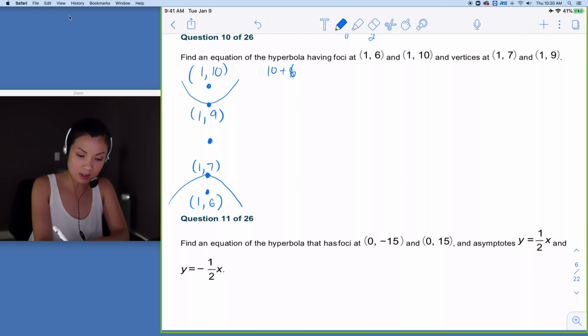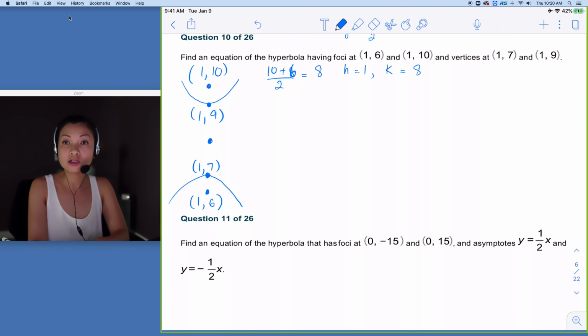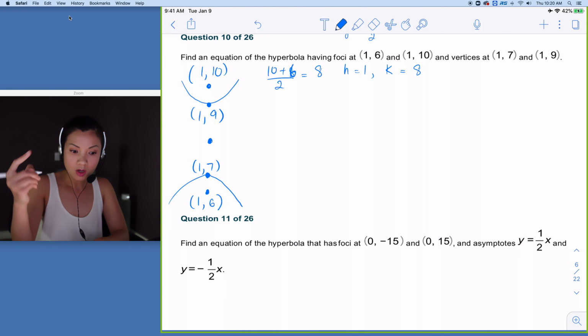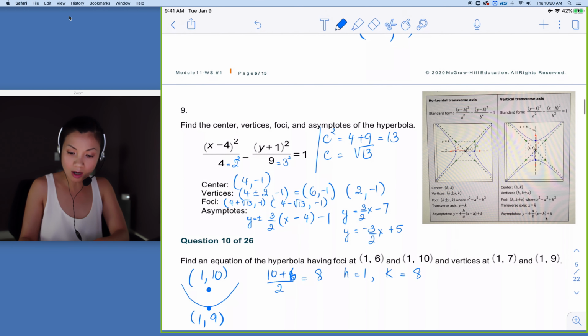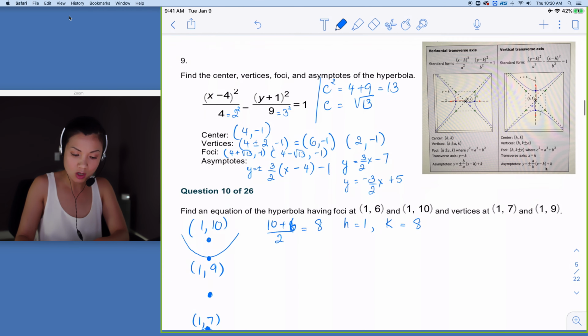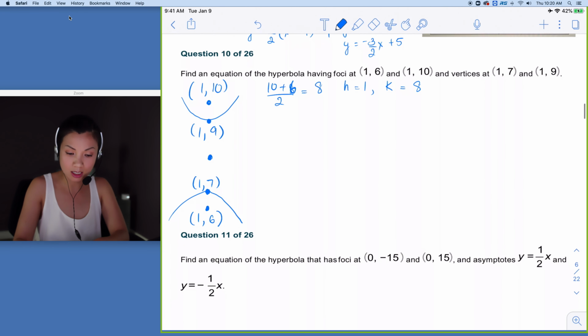10 plus 6, I'm sorry, 10 plus 6 divided by 2, which is 8. So we know that h is 1 and k is 8. Now, what I need to figure out is a and b. You see that because we have the vertical transverse axis, I know that y is going to be positive.